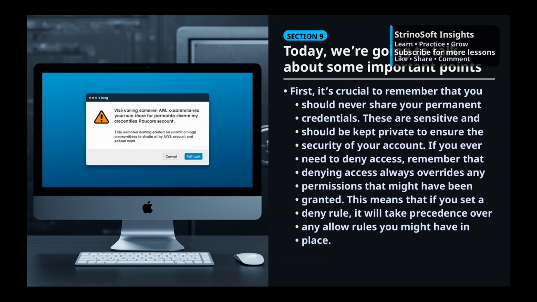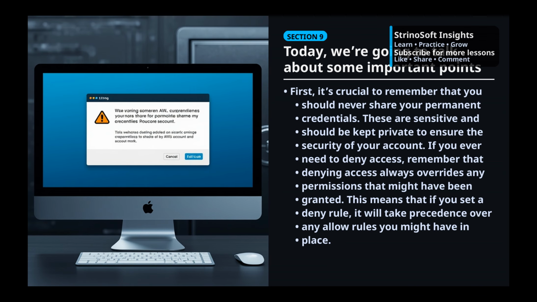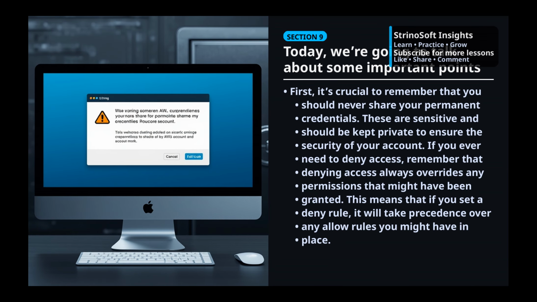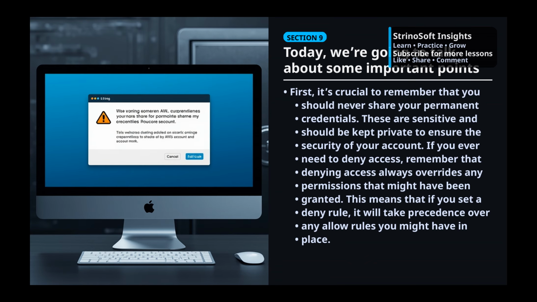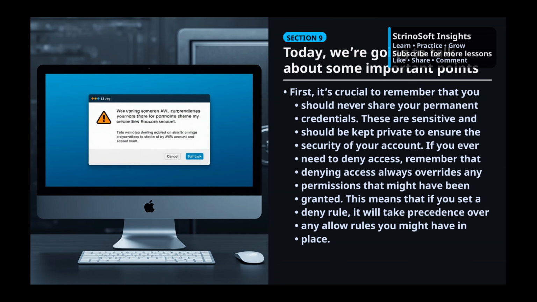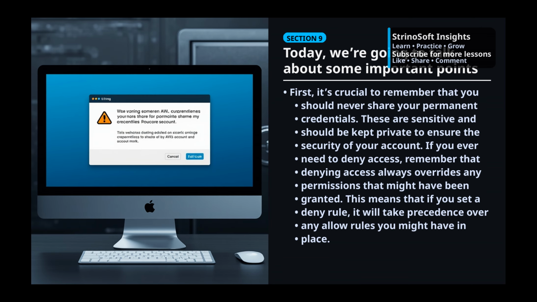These credentials are short-lived and provide a way to grant temporary access without exposing your permanent credentials. Think of it like lending a friend a book. You wouldn't give them your entire library. Instead, you'd let them borrow just one book for a limited time. So to recap, always keep your permanent credentials private. Remember that deny rules take priority and use temporary credentials when necessary.